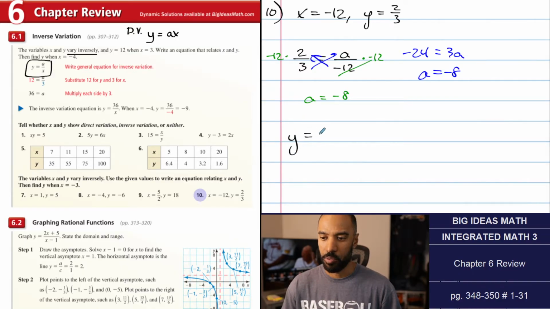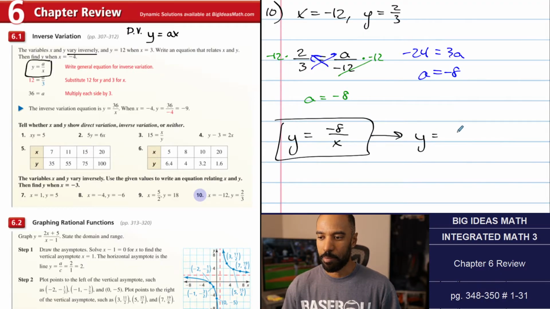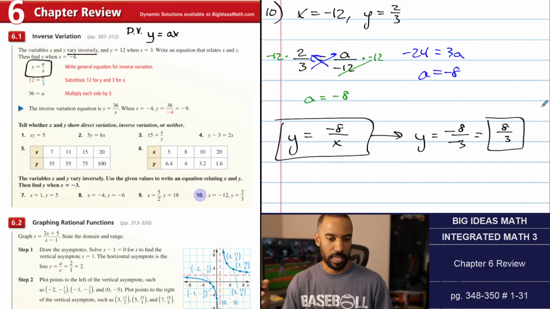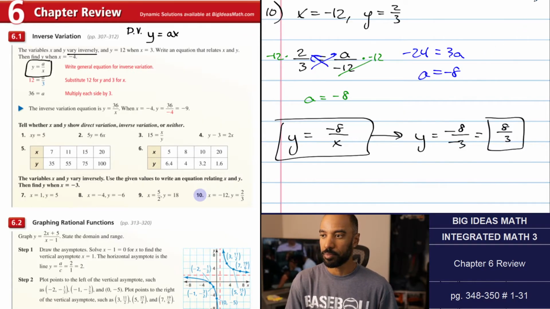So our equation will be y equals -8 over x. Now we are going to divide -8 by -3. And negative over negative is a positive, so you get positive 8/3. And a fraction's fine. We had that for number 7 as well.